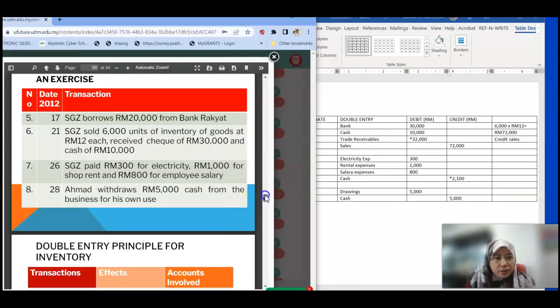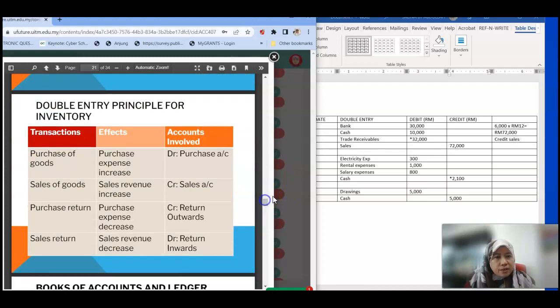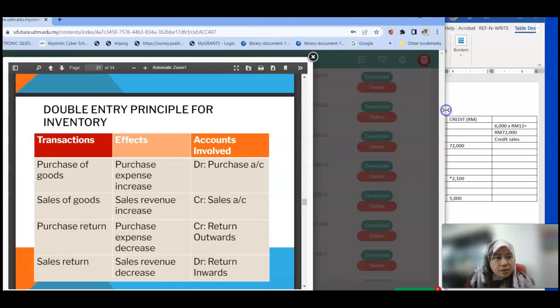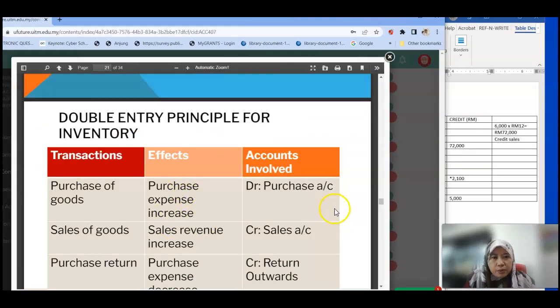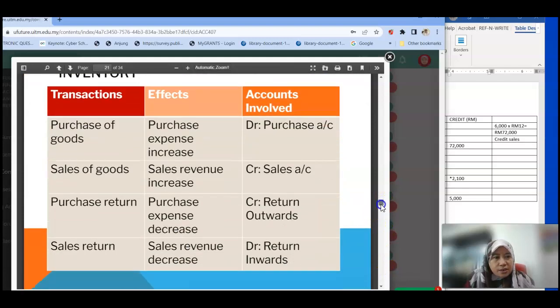Okay, double entry principle for transactions. We have here purchases of goods, which is debited to purchases. If it's sales of goods, it will be credited to sales. Can you see here is debit? Sales we always credit. Then let's say we have return.